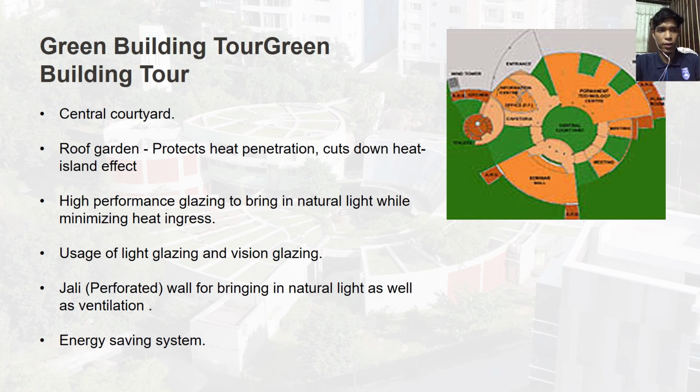Green building tour. So for the green building tour, the first one is central courtyard, the second one is roof garden. The function of the roof garden is to protect against heat penetration and cut down the heat island effect. The third one is high performance glazing to bring in natural light while minimizing heat ingress, and usage of light glazing and vision glazing. Jali wall is for bringing in natural light as well as ventilation.